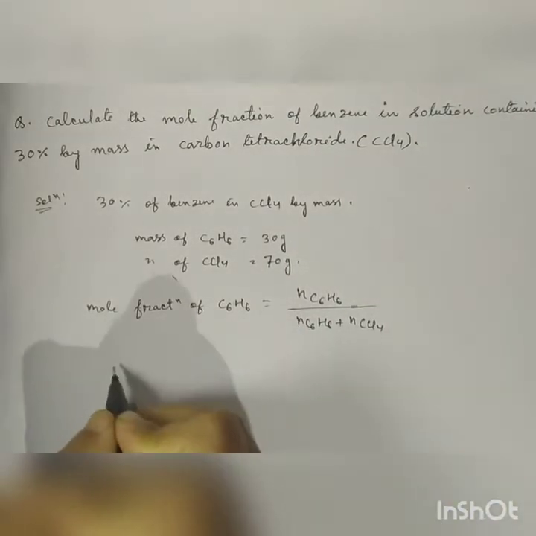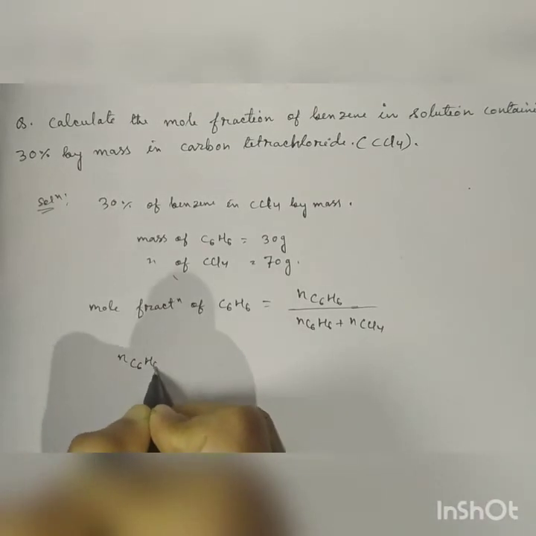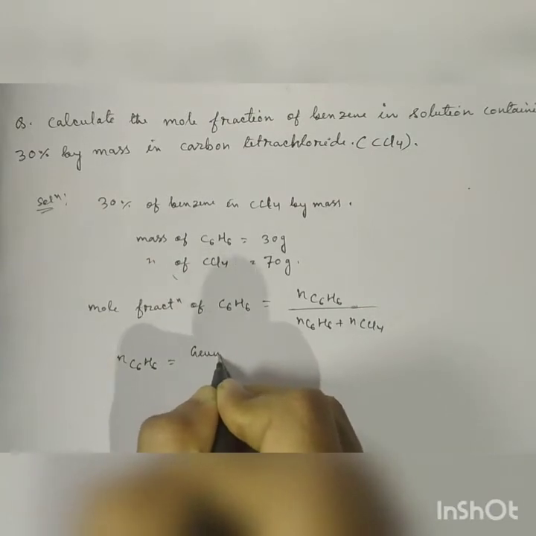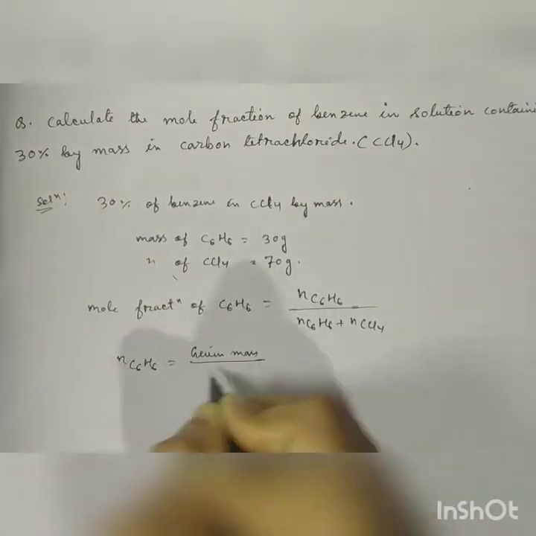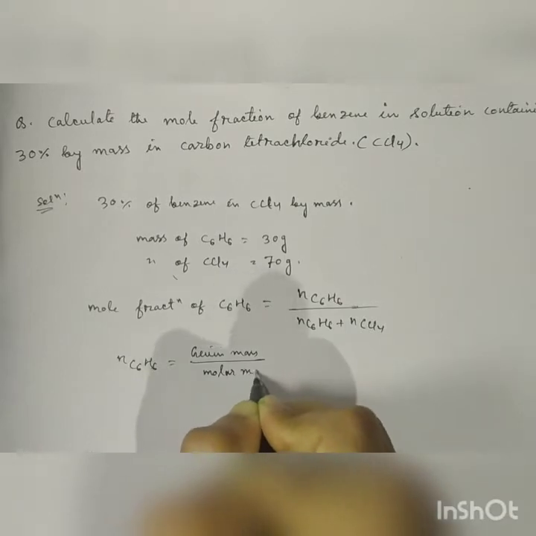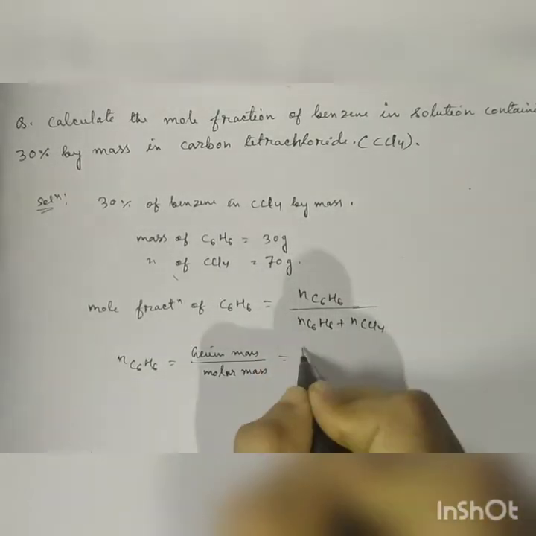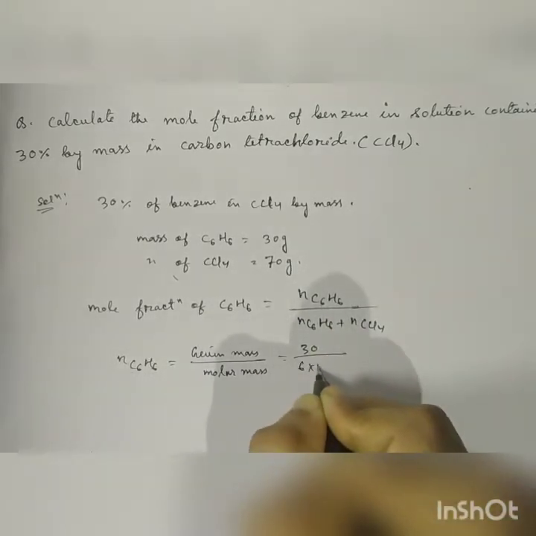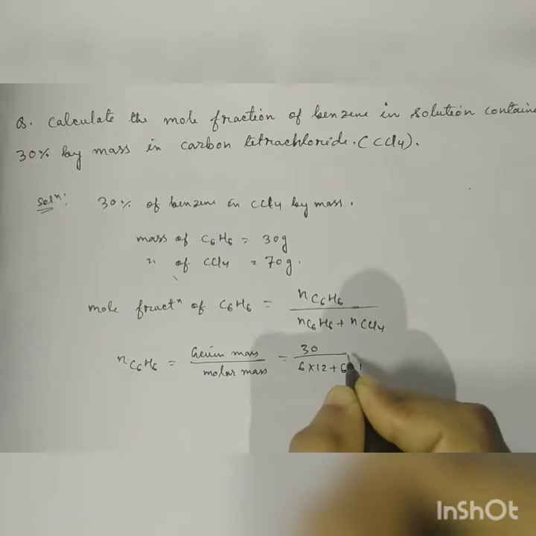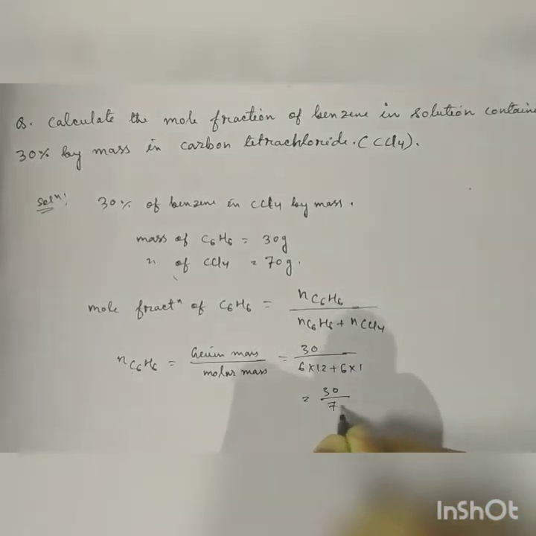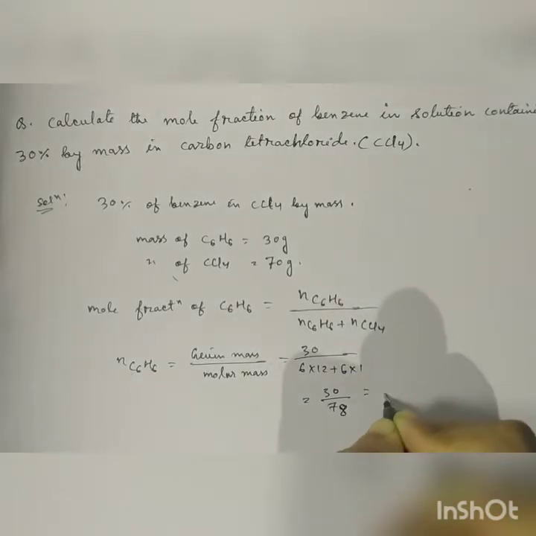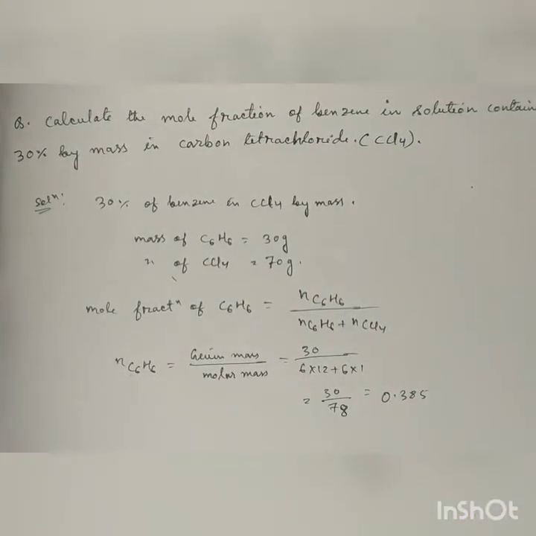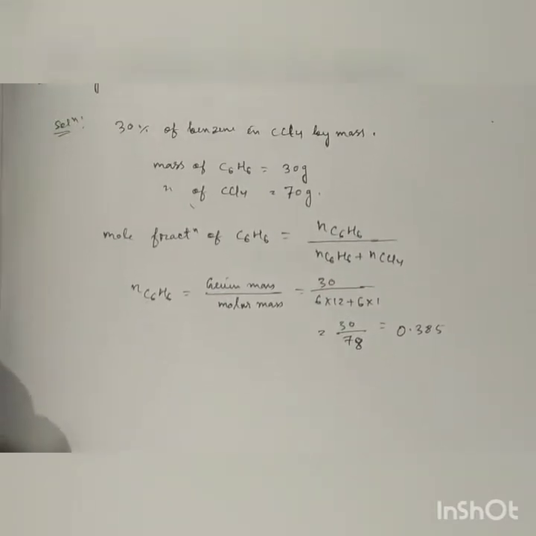So now we have to calculate first n(C6H6), that means number of moles of benzene, and the formula is what? Given mass by molar mass. The given mass for benzene is 30, divided by molar mass, which will be 6 carbon into 12 plus 6 hydrogen into 1. So this will be 78, equal to 0.385.